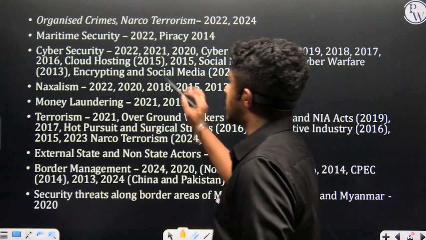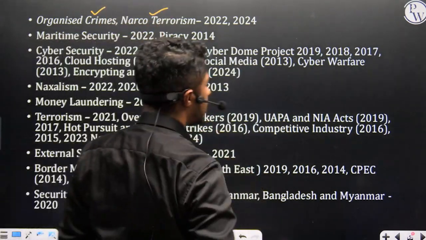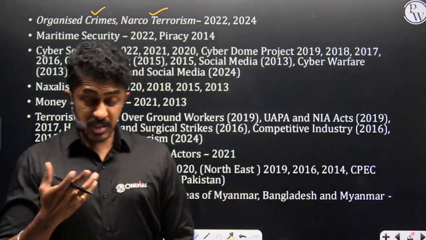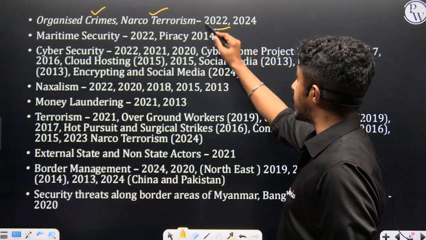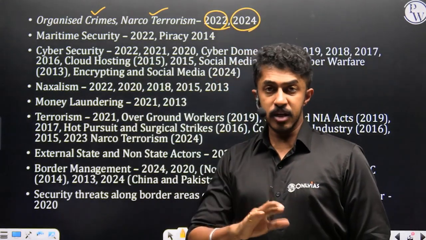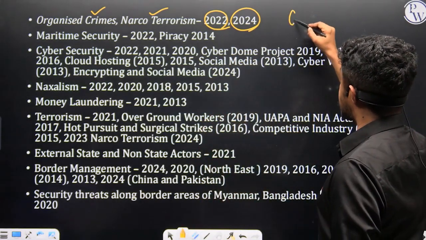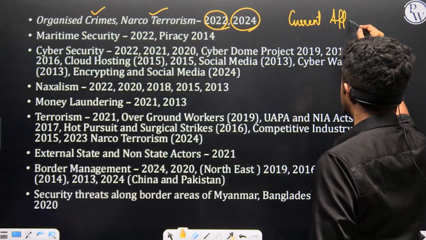Organized crimes, narco-terrorism. These are 2 terms that started coming into UPSC, obviously because they had started appearing in the newspaper in the year 2022 as well as in 2024. This clearly shows what this topic entirely is: current affairs oriented.